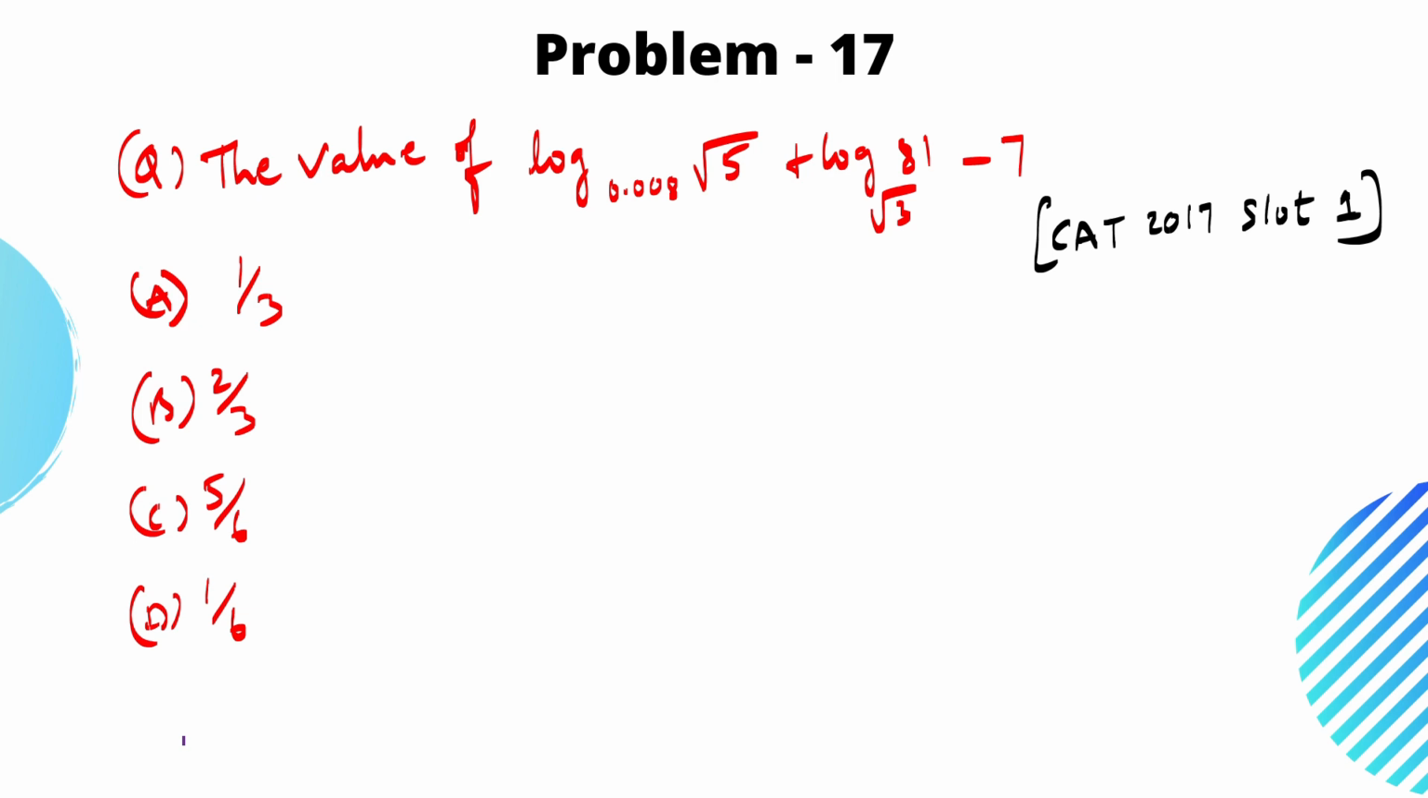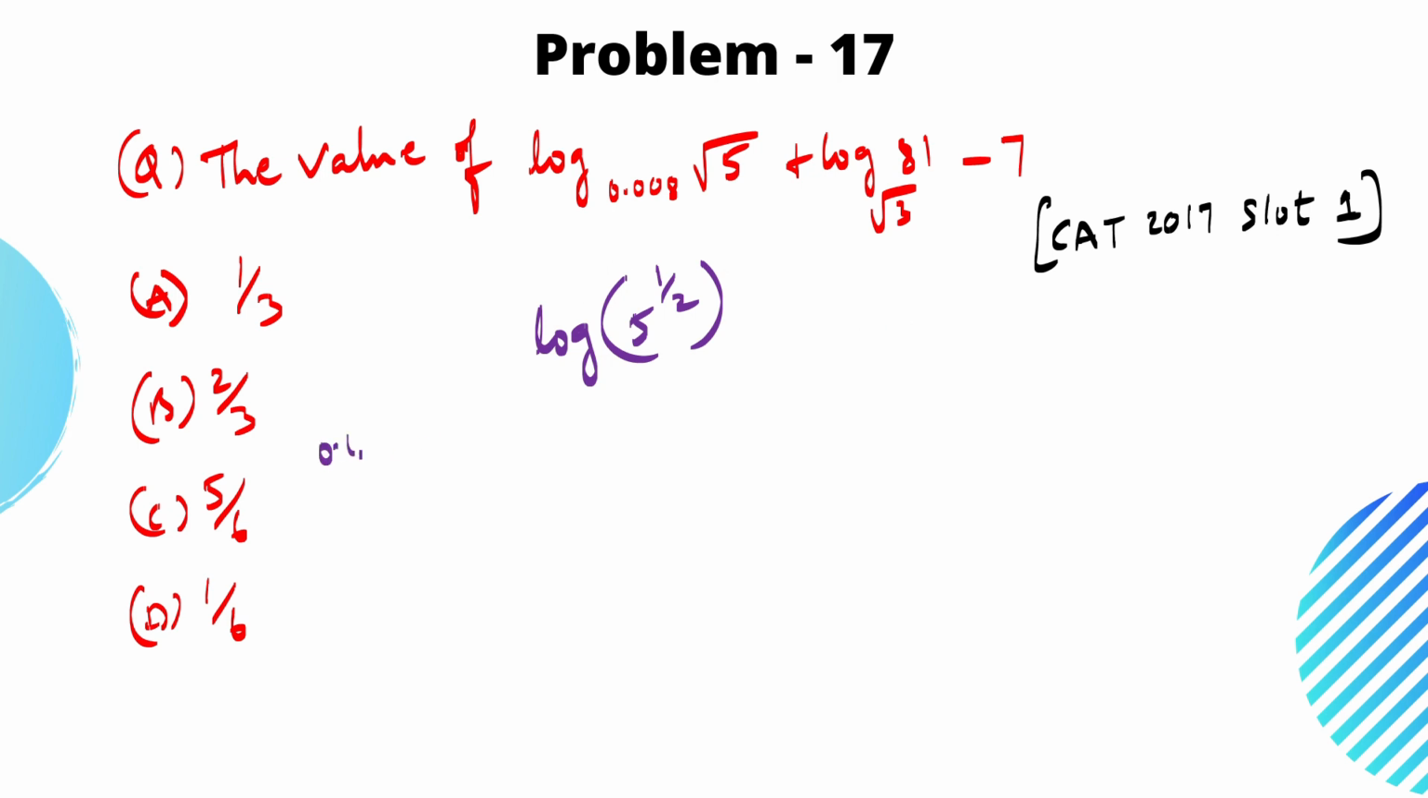The value of log root 5 to the base 0.008 plus log 81 to the base root 3 minus 7. So let us calculate the value. This appeared in slot 1 of CAT 2017. So how can we make root 5? We can make root 5 as 5 to the power 1 by 2. And what about 0.008?